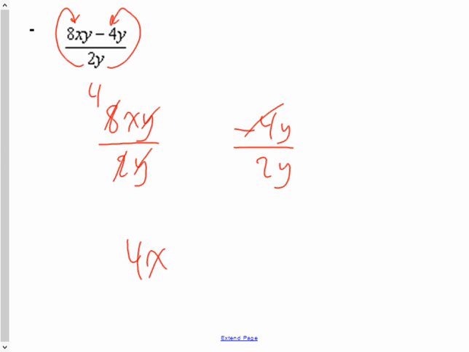And negative 4y will end up being a negative 2. So therefore, the solution is 4x minus 2.